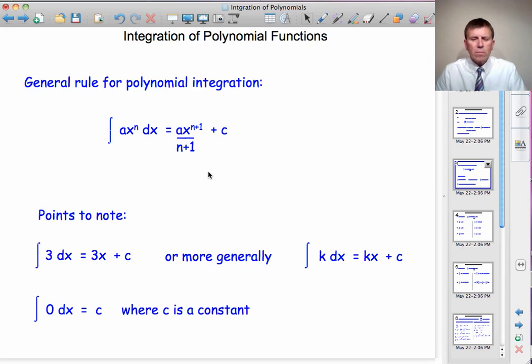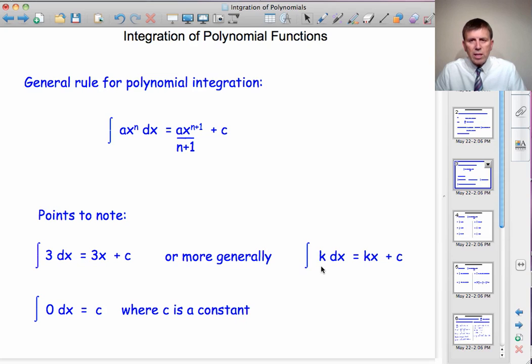Points to note. This rule is fine for when we're talking about integrating x squared or x cubed and so on, but down at the lower powers, it's best to have a feel for what the answer is without using this rule. So for instance, if we integrate 3 with respect to x, we get 3x. Imagine if you had the line y equals 3x. If you differentiated, found the gradient, it would be 3. So it's natural that when we integrate 3, we get 3x, plus the constant of integration.